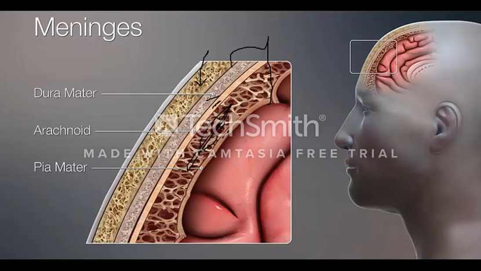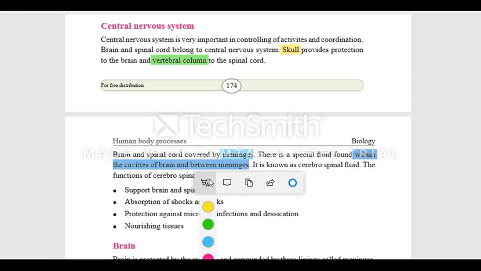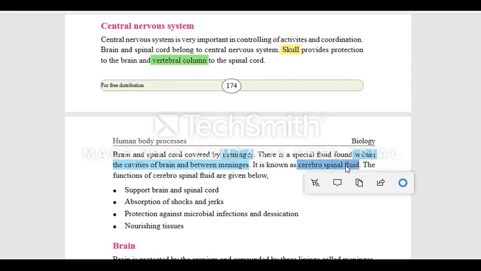Now we'll be learning about that. There's a special type of fluid which is found within the cavities of the brain and between the meninges, between the second layer and the third layer. That space is filled up by this fluid. And also there are cavities inside our brain, and these spaces are also filled up by this fluid, and that fluid is known as the cerebrospinal fluid.